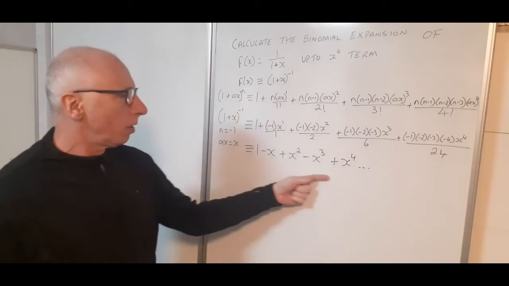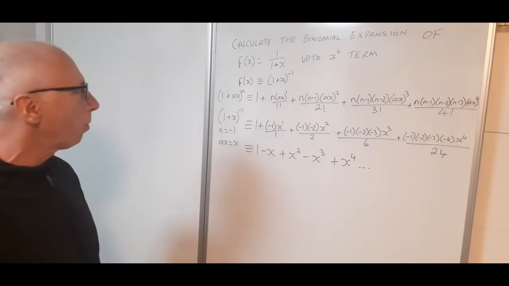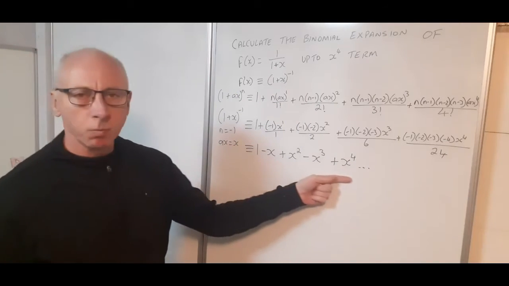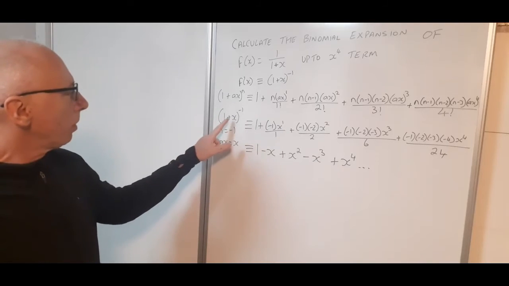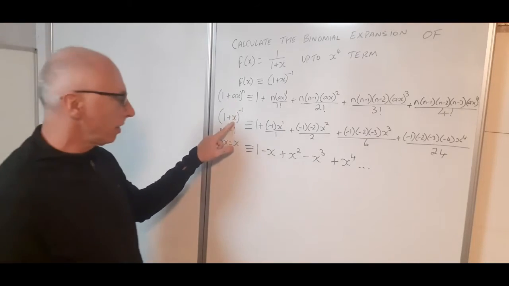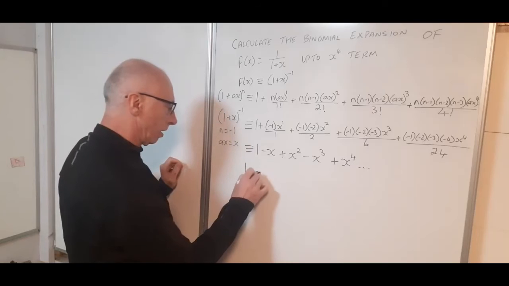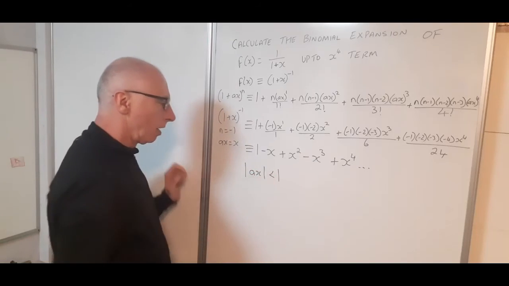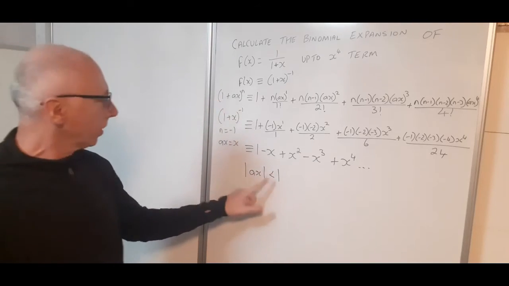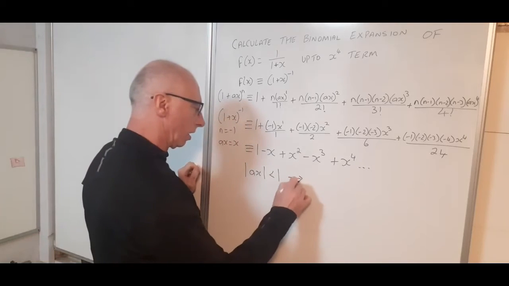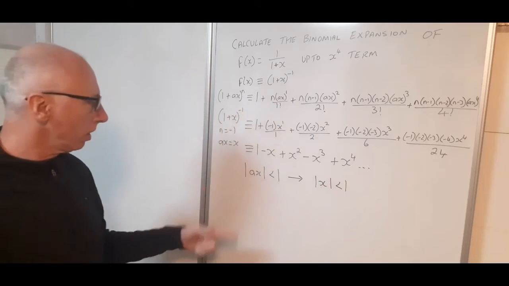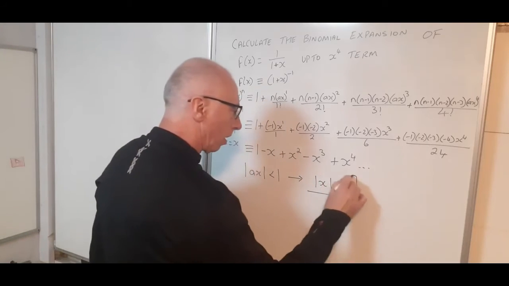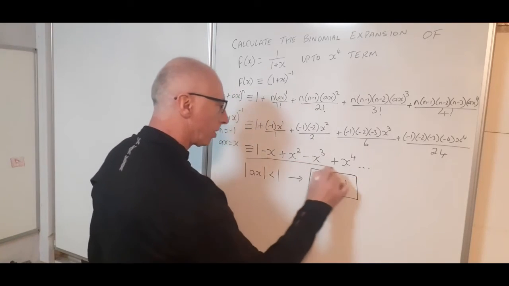So now, what I want to do is work out where this series would be valid, where these polynomial terms will all be valid. So what we do is we take our ax, in this case it's x, so the modulus of ax should always be less than 1. ax is just x, so the modulus of x is less than 1. So that's where this series is valid. So I've got that there. This is our term now.